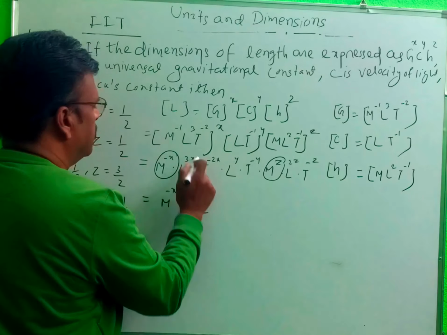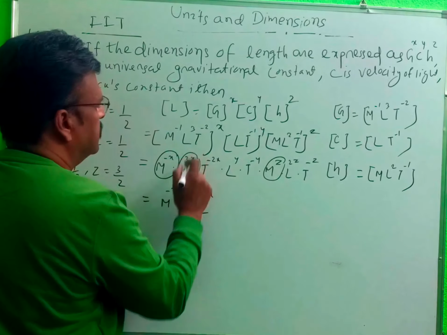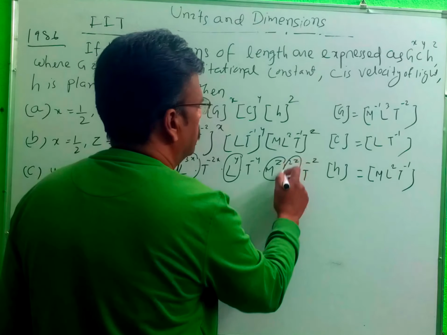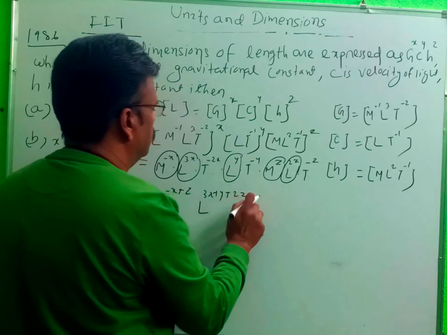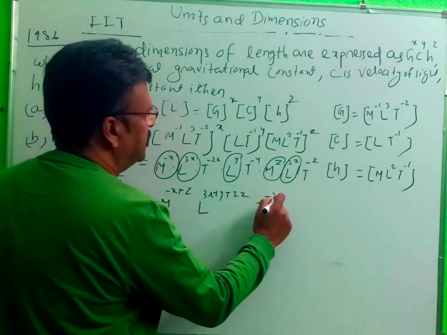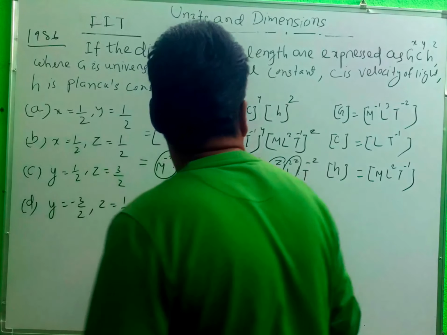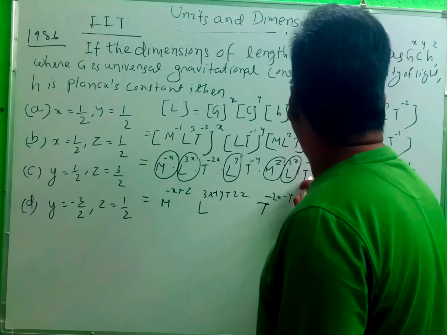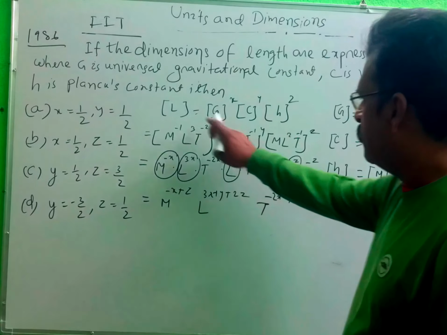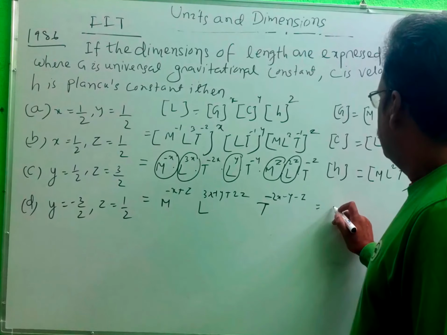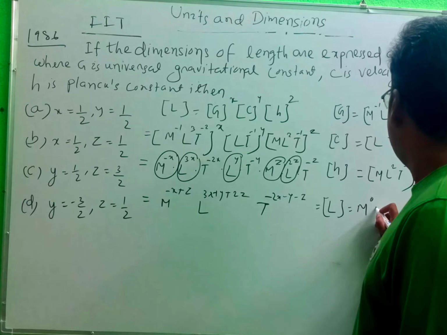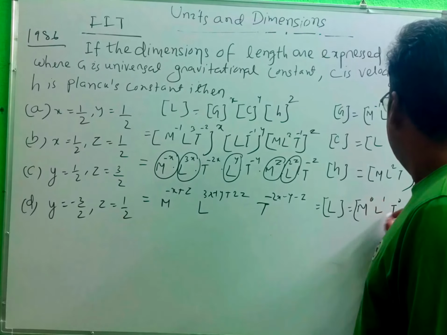And L to the power, here 3x, we write it 3x, L to the power, here y, we write plus y, L to the power, here 2z, we write plus 2z. Okay, student? And T to the power, T has exponent here minus 2x, we write it here minus 2x, and T to the power minus y here, and T to the power minus z here. Okay, student? And this is equal to what? Dimensions of length. So, what is dimensions of length, student? That is L, or L can be written as M to the power 0, L to the power 1, T to the power 0. Okay, student?